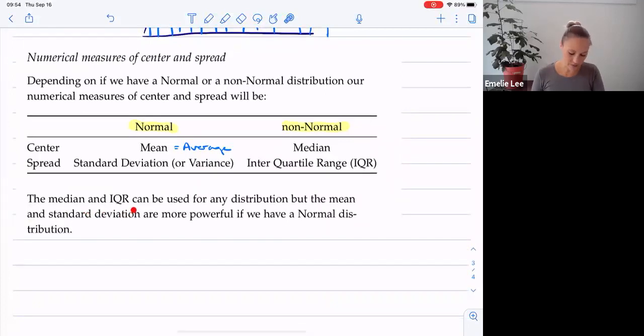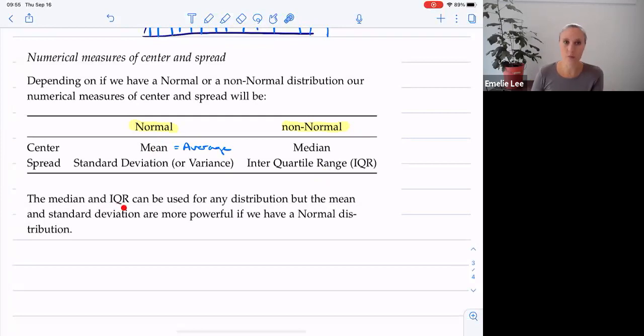So the median and the interquartile range, even though we've only prescribed them for the non-normal distribution, we can calculate them for a normal distribution, okay? But if we have a normal distribution, then using the mean and the standard deviation opens up a lot more calculations that we can do. So a lot more analyses that we can use.